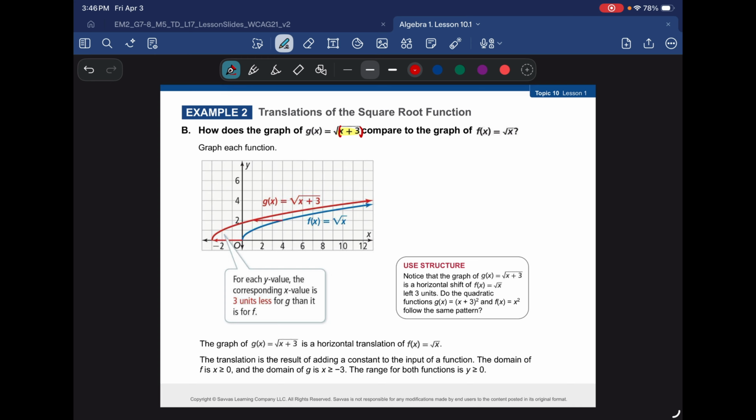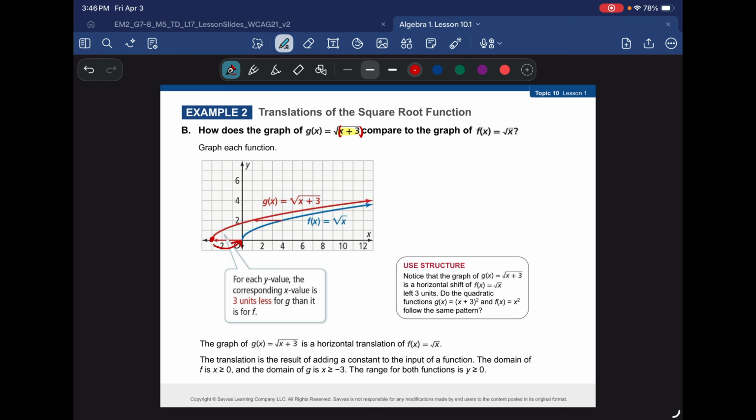Okay, and if we remember our translation rules, if the change is happening to the input, it actually moves in the opposite direction. And why that is, you can think of, if this were the starting point on my function, in order to get it to be where it would be on the parent function, I have to move it 3 units to the right, or I have to add 3 units to get it back to the parent function. So since I have to add 3 units to get it back to the parent function, that means it has to start 3 units to the left.